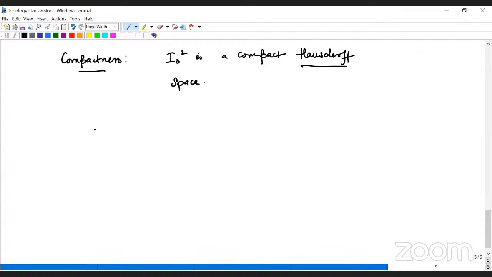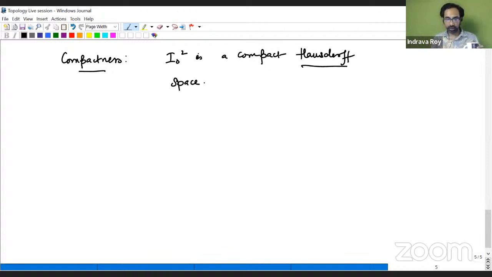This is closed and bounded in the standard topology, but in the dictionary topology there is a difference. When you are talking about closed and bounded, you always have a metric space underneath, right? You can only talk about bounded sets in a metric space.